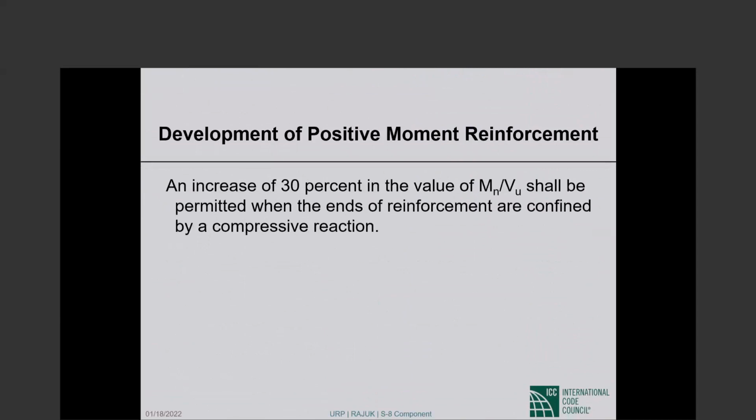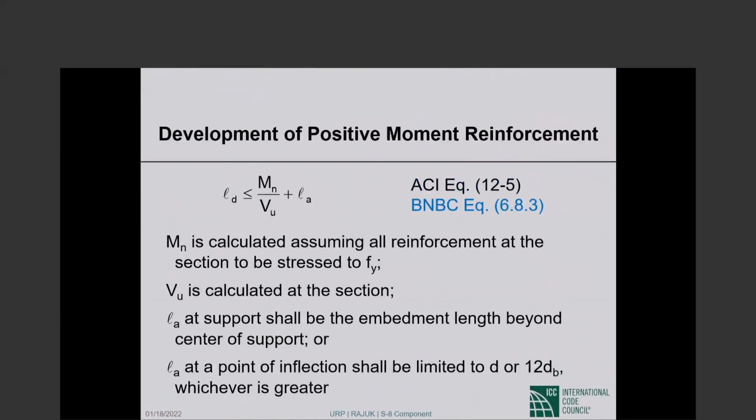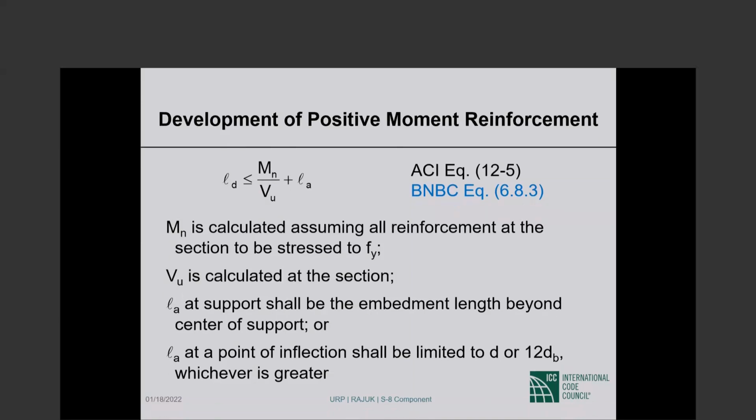Now, an increase of 30% in the value of M sub n over V sub u shall be permitted when the ends of reinforcement are confined by a compressive reaction. So at the support, if the support reaction provides compression, the beam is pressing down, the support is pressing up, compression is created. Under that situation, you get to multiply M sub n over V sub u by 1.3. So L sub d now can be larger. The required development length can be larger, which means the bar size can be a bit larger if the support provides compression. So that's what we are saying.